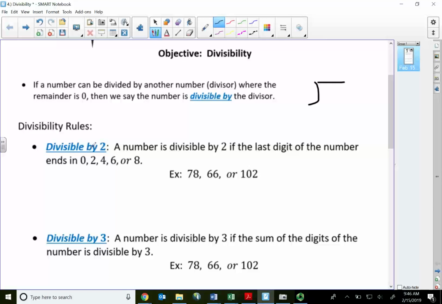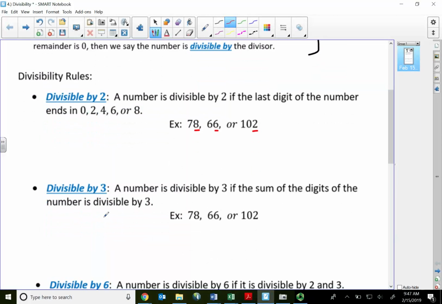A number is divisible by 2 if the last digit of the number ends in 0, 2, 4, 6, or 8. Some people say 2 can always go into an even number. For example, 78, your last digit ends in 8, so 2 can go into it. 66, last digit ends in 6, 2 can go into it. And 102, the last digit ends in 2, so 102 is divisible by 2. These rules can be very beneficial when it comes to simplifying or reducing fractions.